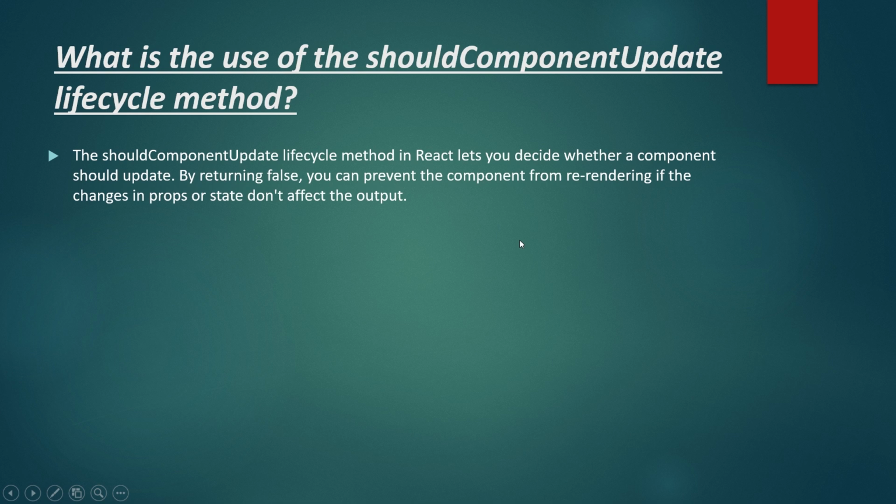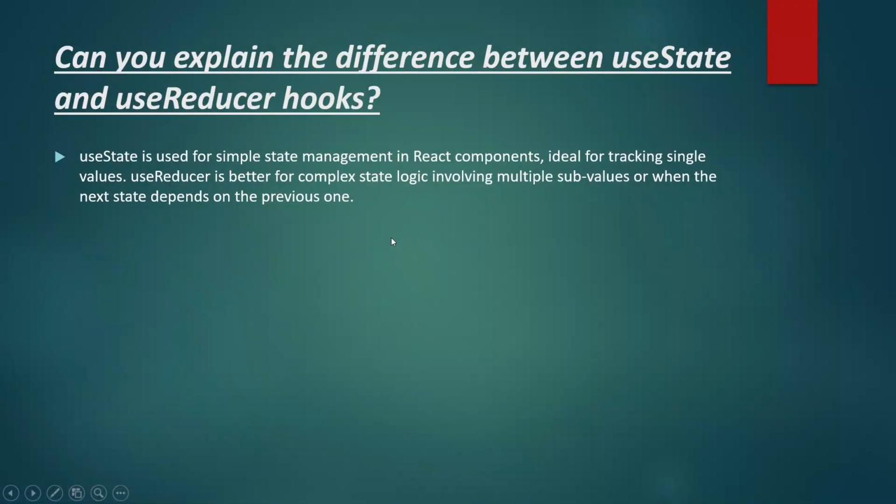So our next question is, what is the use of the shouldComponentUpdate lifecycle method? The shouldComponentUpdate lifecycle method in React lets us decide whether a component should update or not. By returning false, we can prevent the component from re-rendering if the changes in props or state don't affect the output.